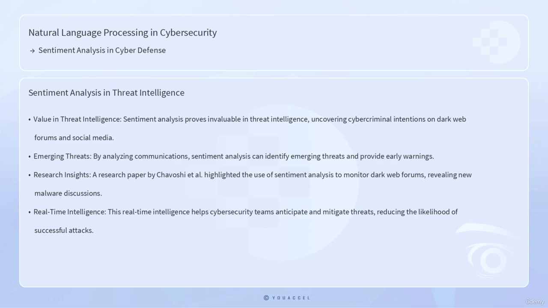For instance, a research paper by Chavoshi et al. highlighted the use of sentiment analysis to monitor dark web forums, uncovering discussions about new malware and attack strategies. This real-time intelligence enables cybersecurity teams to anticipate and mitigate threats, reducing the likelihood of successful attacks.